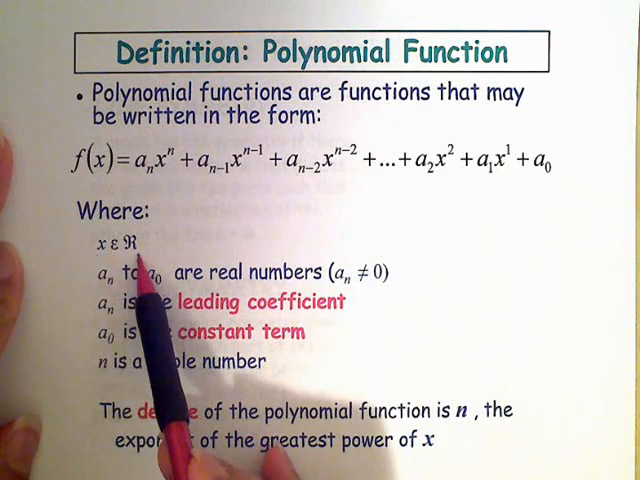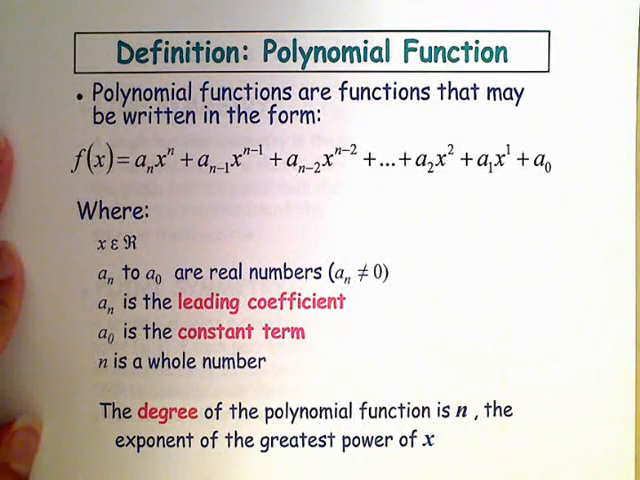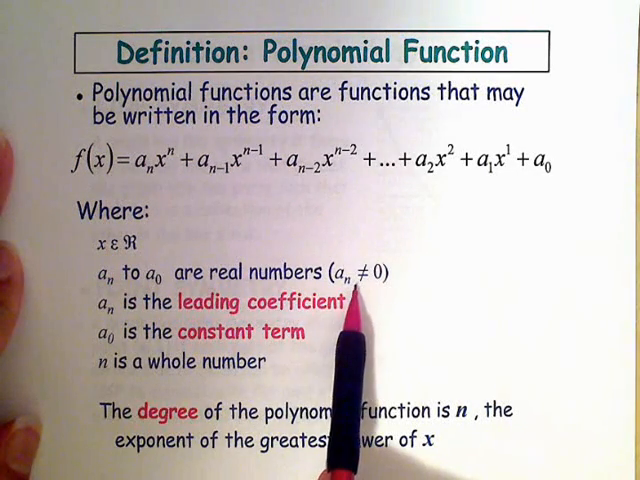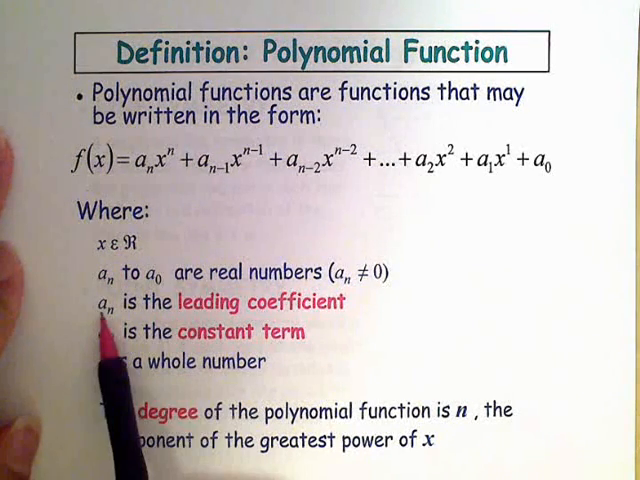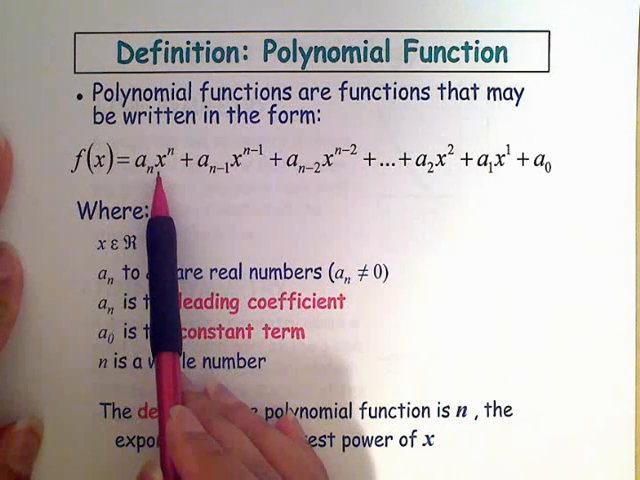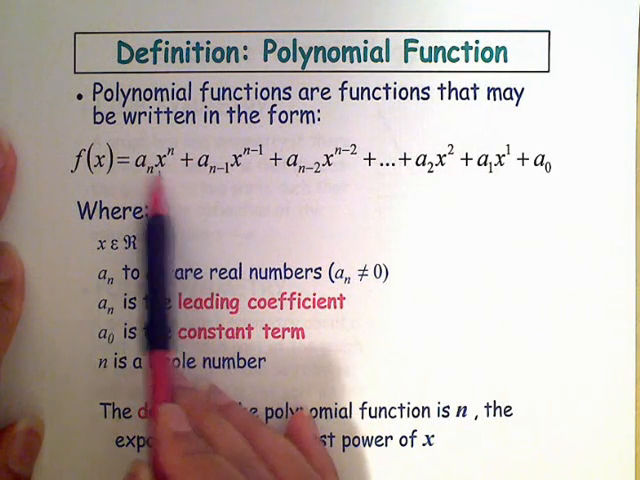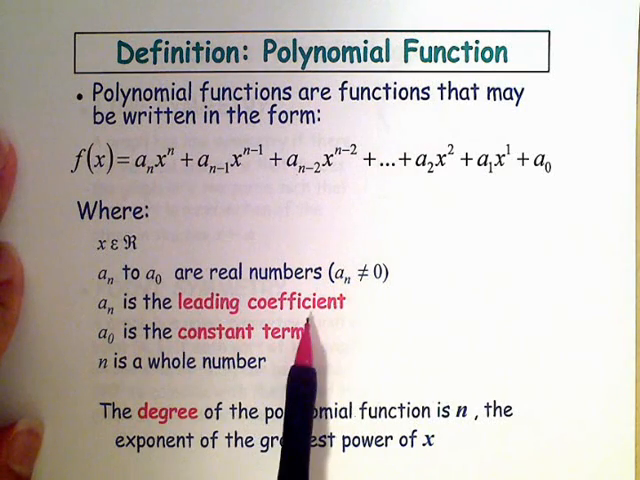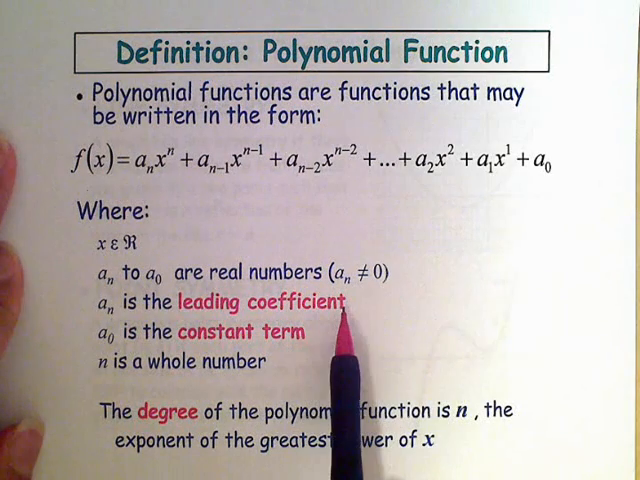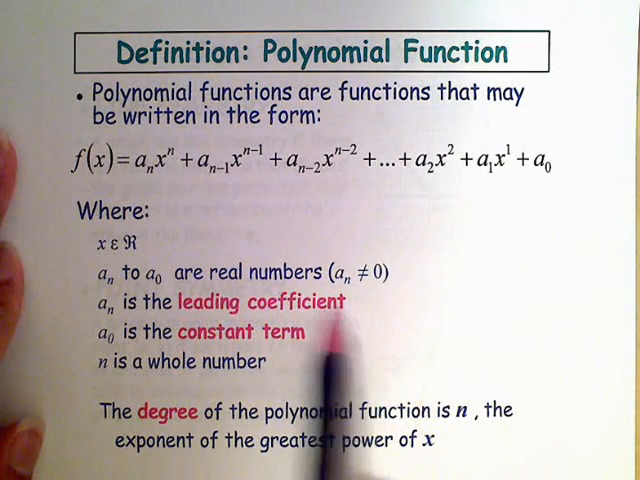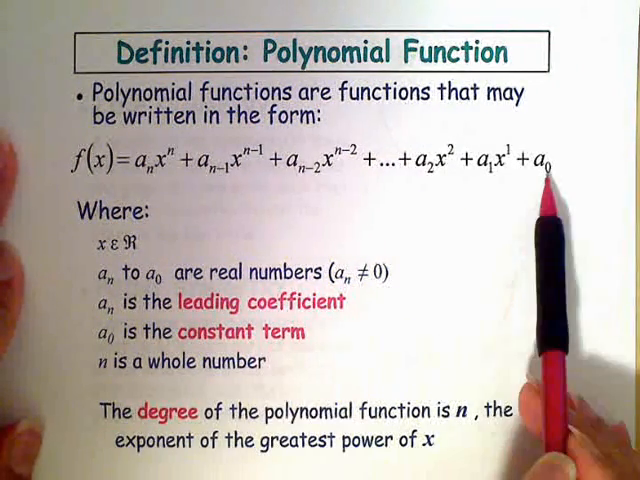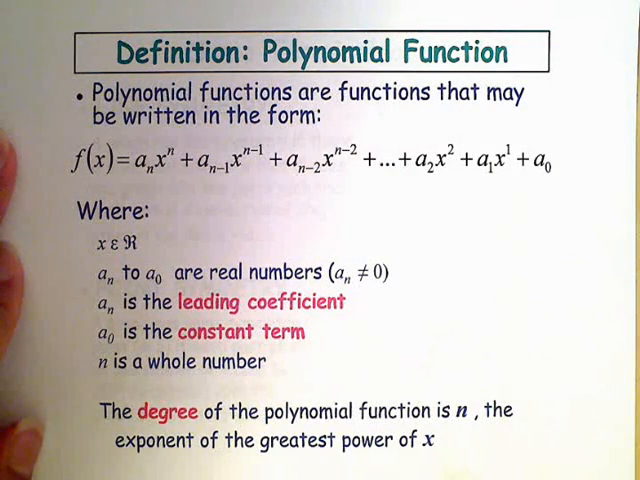X is an element of all real numbers. A_n to A naught are real numbers, so these are just the coefficients of the variable terms. And then A_n is the leading coefficient. So what this means is the term that has the highest exponent on it, which is this term here, the coefficient of that is called the leading coefficient. Okay, and this helps talk about the behavior of the graph, whether it's increasing, decreasing, the direction that it opens, the end behaviors. So that's why the leading coefficient is important. A naught is the constant term, so it just looks at the numerical term at the end. Okay, and n is a whole number.